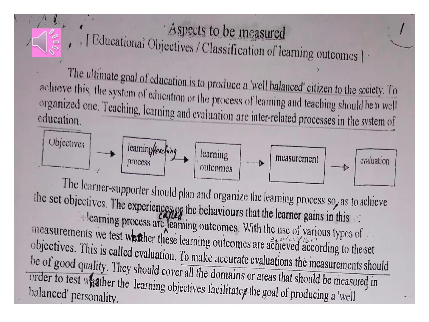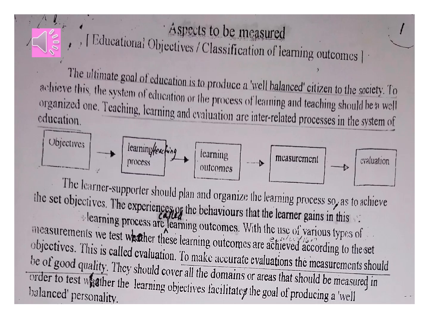The experiences or the behaviors that the learner gains in this learning process are called learning outcomes. The results, right? We have objectives, then we teach, the students learn, and the students gain some experiences. These experiences are learning outcomes and they are related to our objectives.